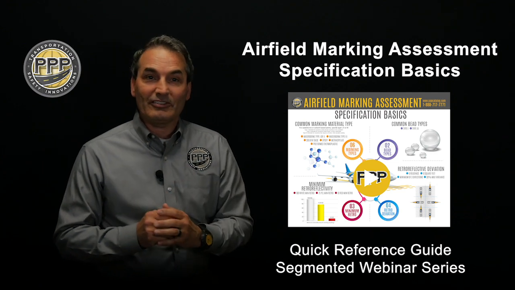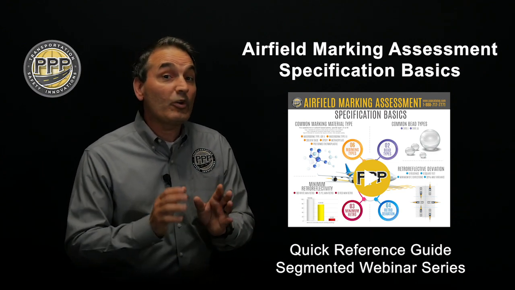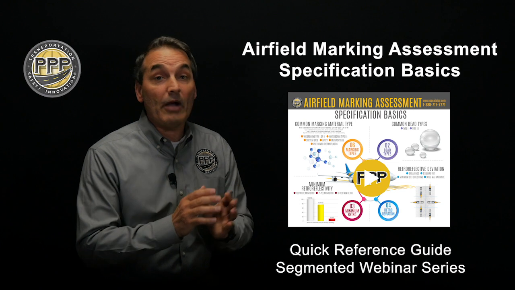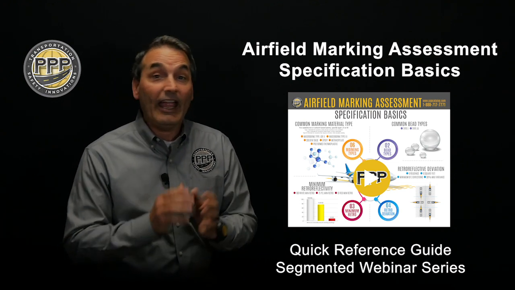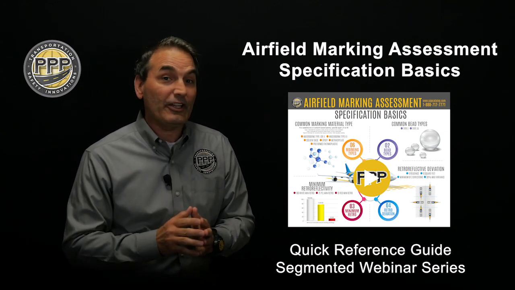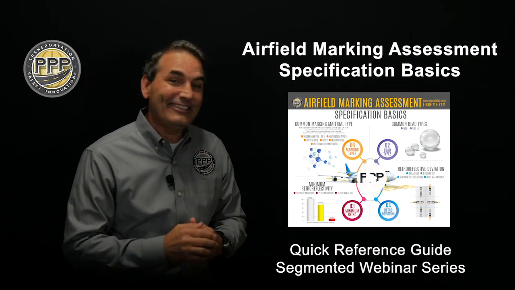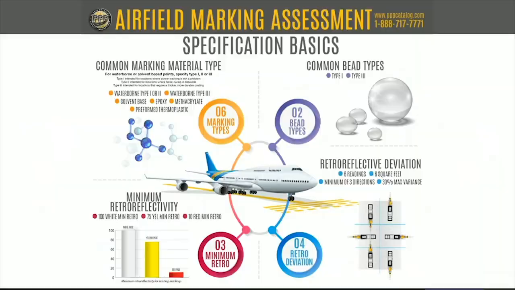Our first segment is specification basics. Here we summarize what the FAA has to say about pavement marking material types and glass bead types and retroreflectivity. Let's drop in. So here we'll summarize the primary FAA specifications relevant to the management of airfield markings, including marking material types, glass bead types, minimum retroreflectivity, and retroreflective deviation limits.